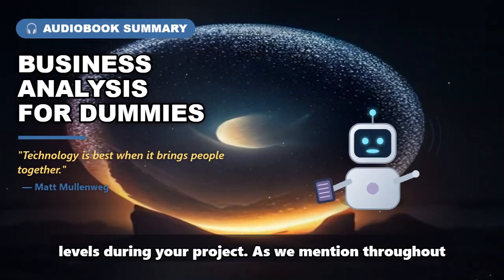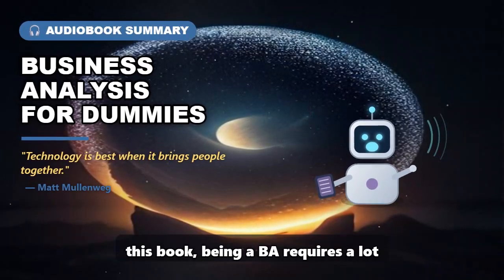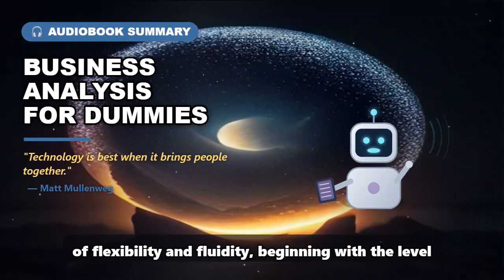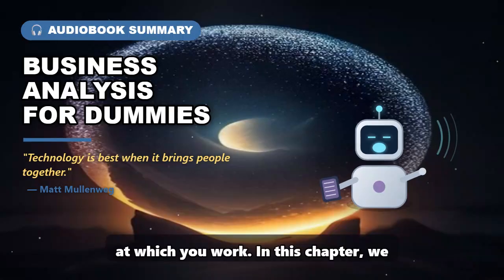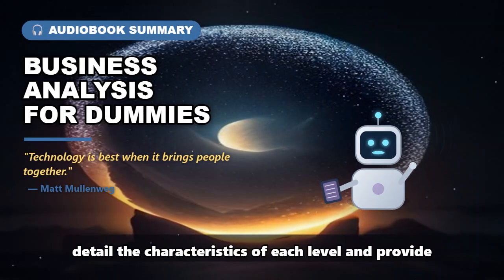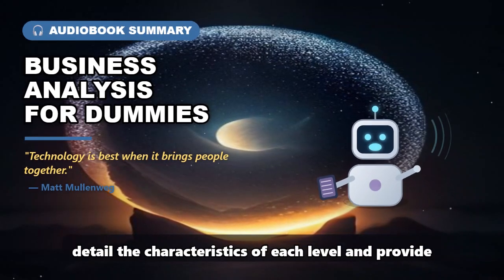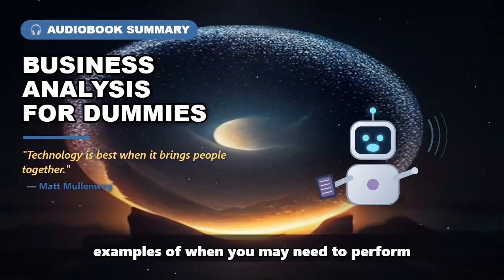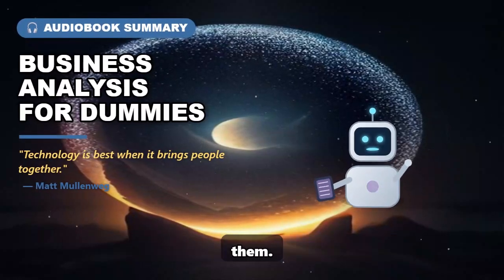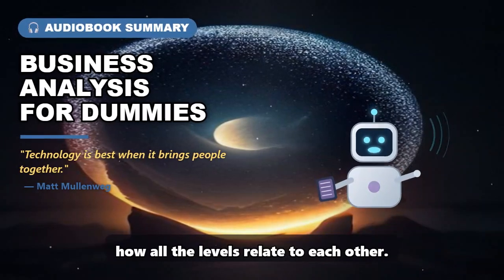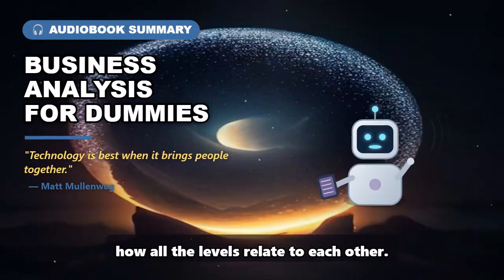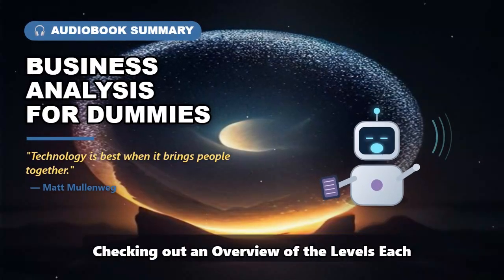As we mentioned throughout this book, being a BA requires a lot of flexibility and fluidity, beginning with the level at which you work. In this chapter, we detail the characteristics of each level and provide examples of when you may need to perform them. We also point out common challenges and explain how all the levels relate to each other. Checking out an overview of the levels.